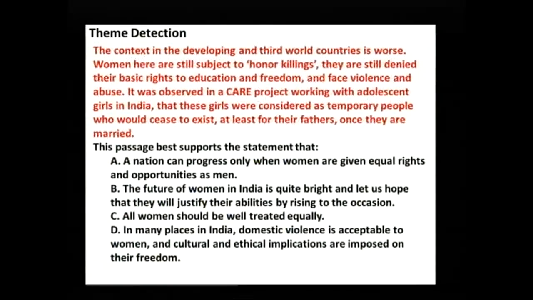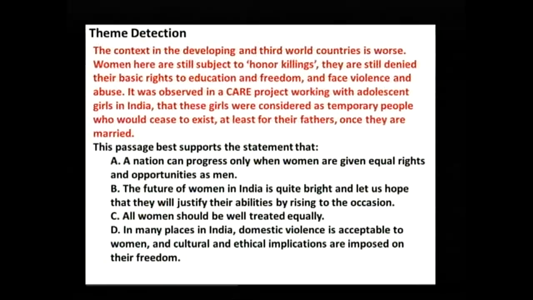All right. Now I'm going to read the question. It says the passage best supports the statement that A, a nation can progress only when women are given equal rights and opportunities as men. B, the future of women in India is quite bright, and let us hope that they will justify their abilities by rising to the occasion. C, all women should be well treated equally. D, in many places in India, domestic violence is acceptable to women and cultural and ethical implications are imposed on their freedom. I'll explain the options.